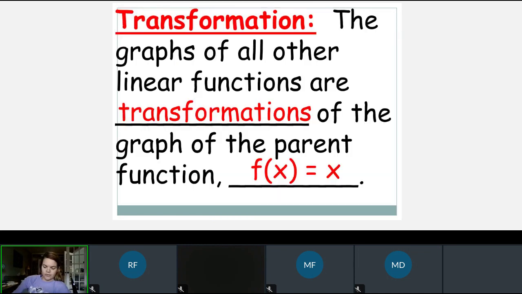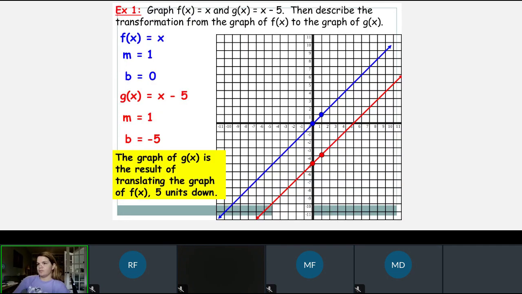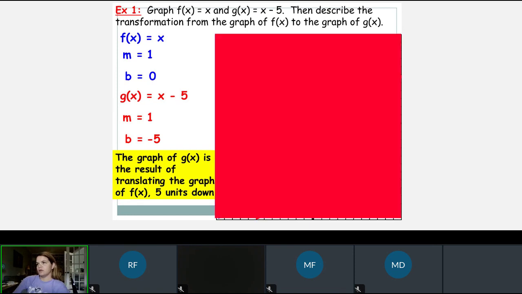So then what are transformations? The graphs of all the other linear functions are transformations of the parent function. So a transformation starts with the parent function and we are going to move it somehow. So let me show you. For example, actually I'm going to cover some of this up so it's not so overwhelming.